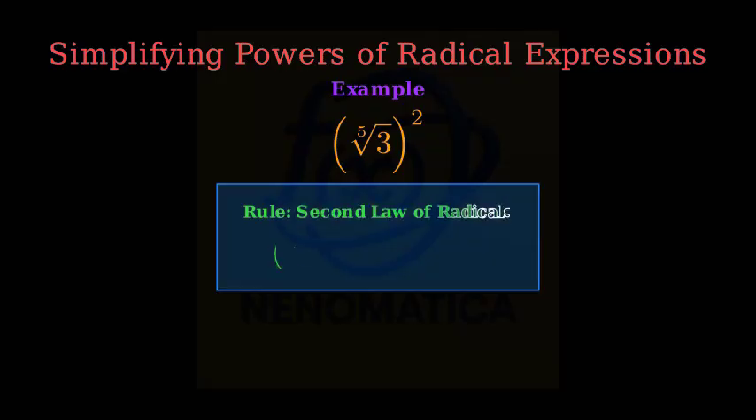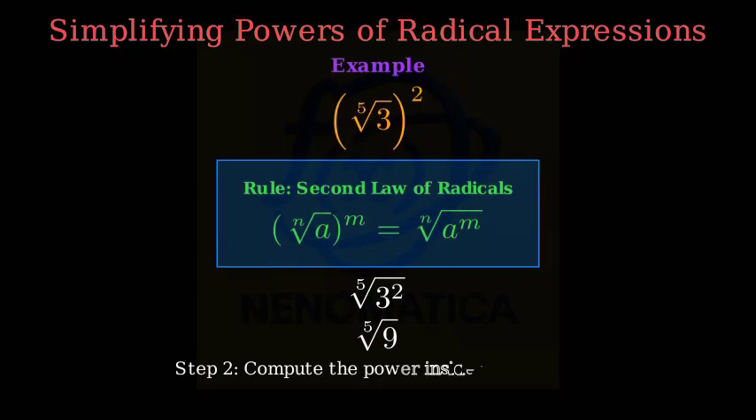For this example, we have the fifth root of 3 raised to the power of 2. When we have a radical expression raised to a power, we can apply the second law of radicals, which states that when a radical is raised to a power, the exponent can be moved inside the radical, multiplying the radicand by that exponent. Now we can simplify what's inside the radical by calculating 3 squared, which is 9.